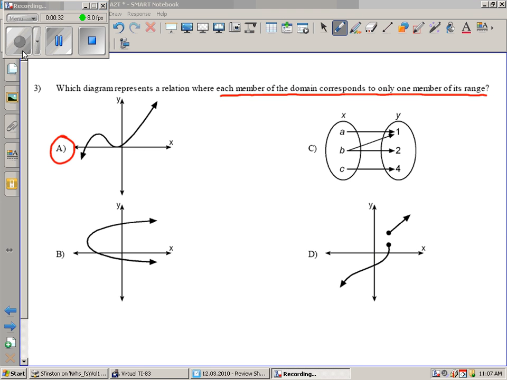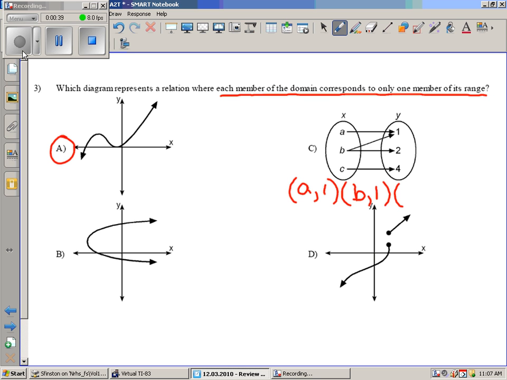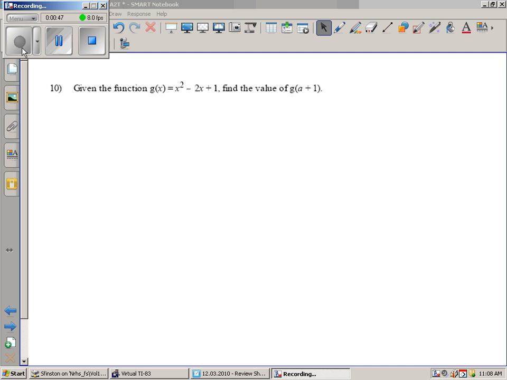Here's how you read choice C, by the way. This was a question from somebody. A1, B1, B2, C4. That's how you read it.